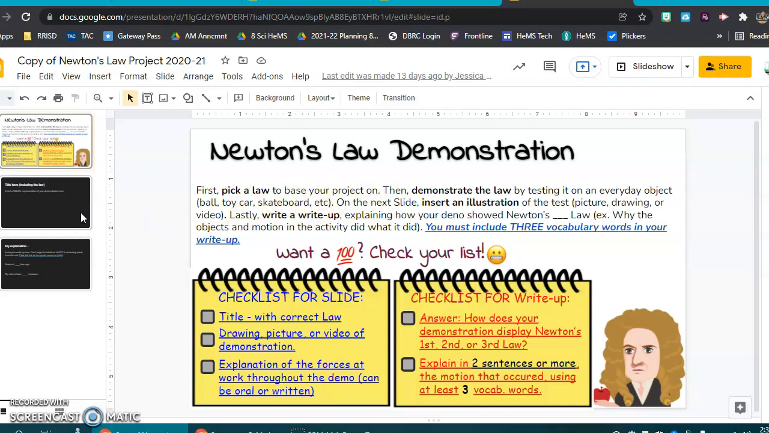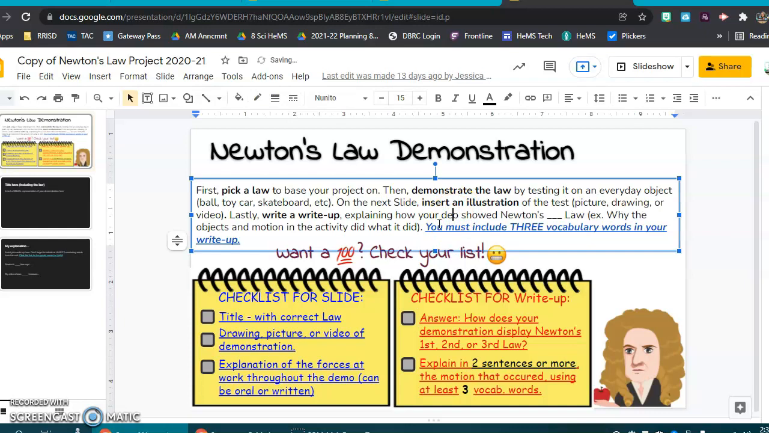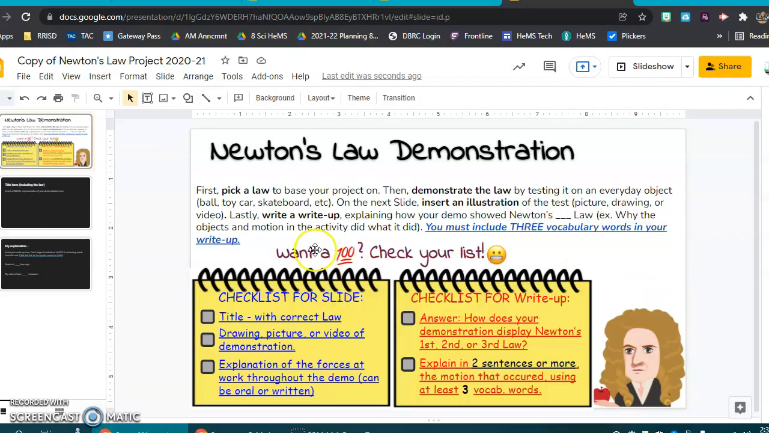Then lastly, you're going to do a write-up. Explain how your demo shows Newton's 3 laws. You're going to say how your demo showed which one of the 3 laws. Example, why the objects in the motion activity did what they did. You must include 3 vocabulary words in your write-up. So you want 100, here's your checklist for the slide. So this one: correct title, drawing or picture or video, explanation of the forces at work throughout the demo.